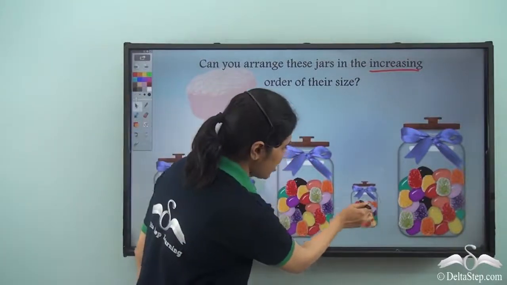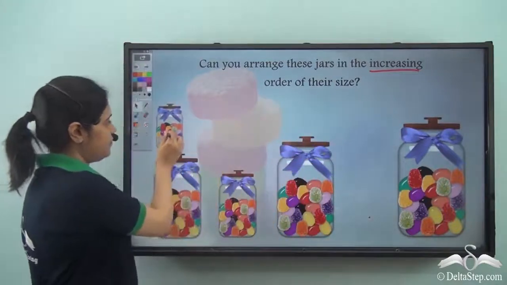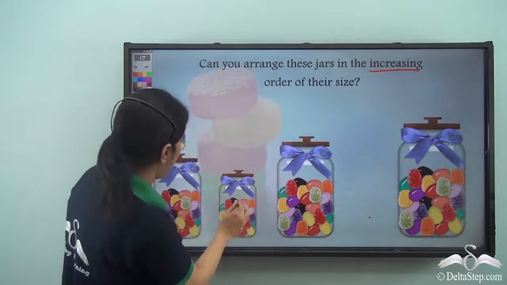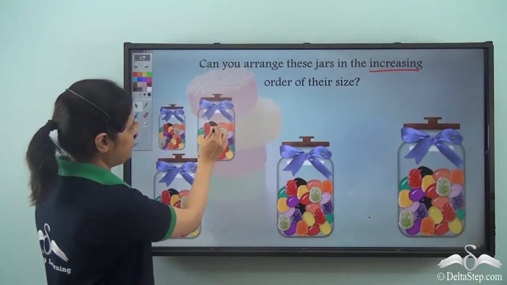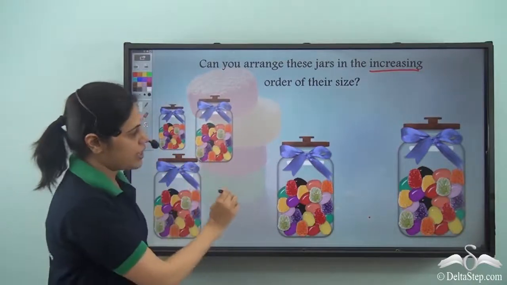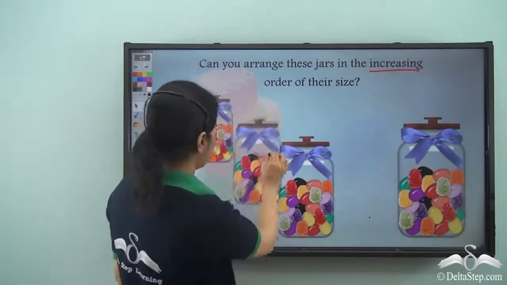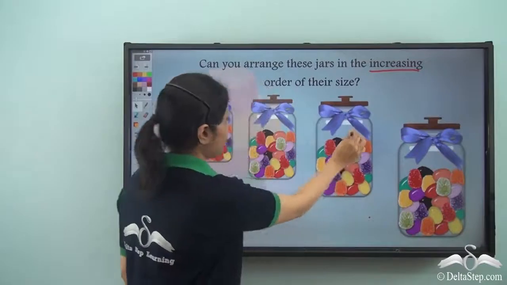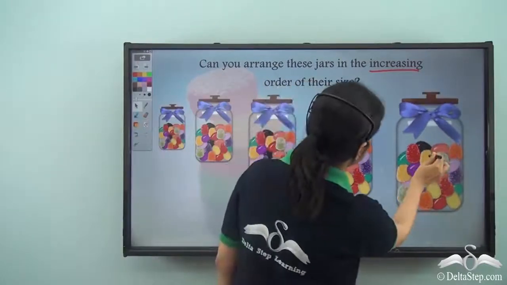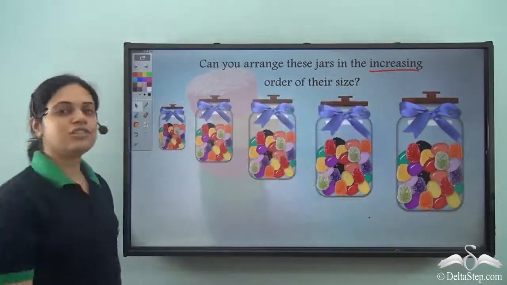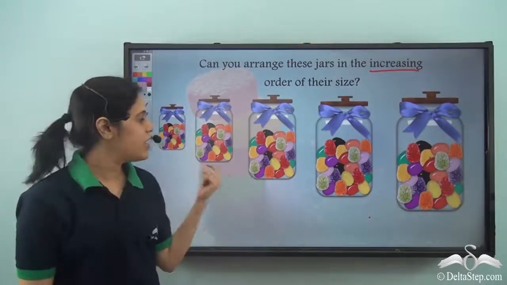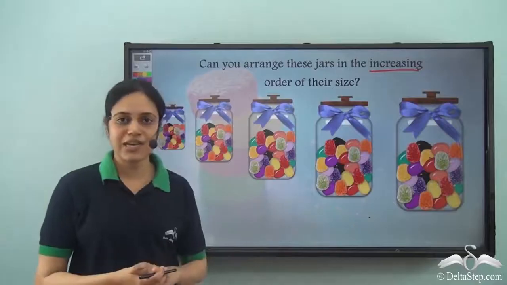So this jar is the smallest. Then I have this one. Then I have this one. Then I have this one. And this is the biggest jar. So these jars are arranged in increasing order of their sizes.